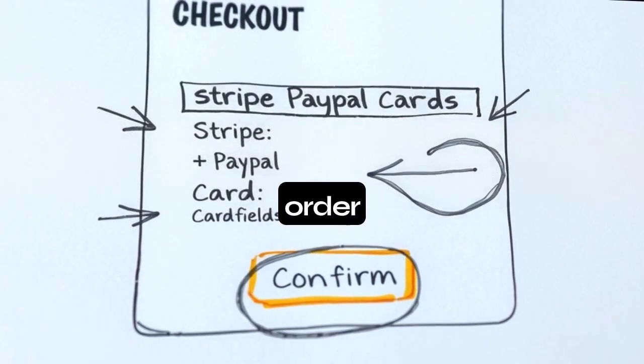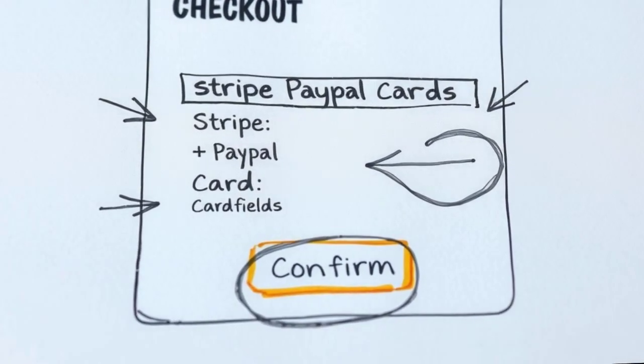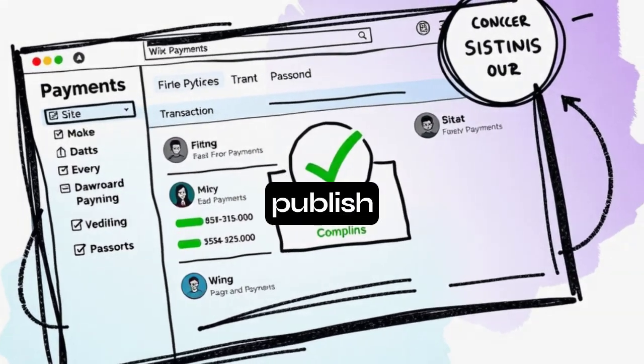Place a quick test order using a small charge or Stripe test mode to verify checkout. That's it, payments are enabled. Monitor transactions and publish your site changes.